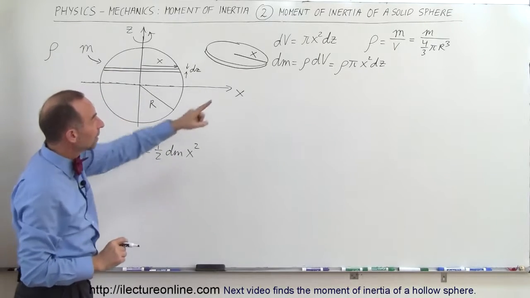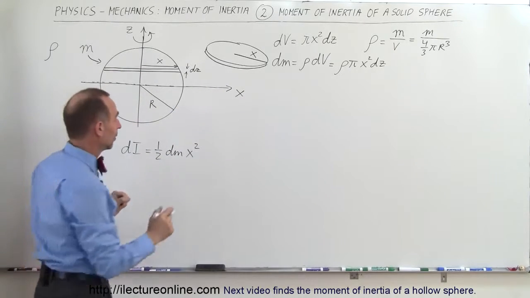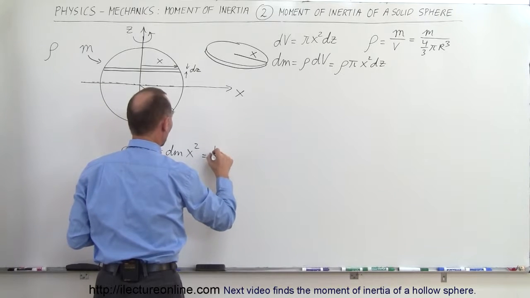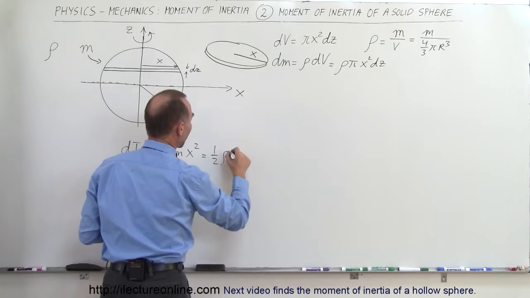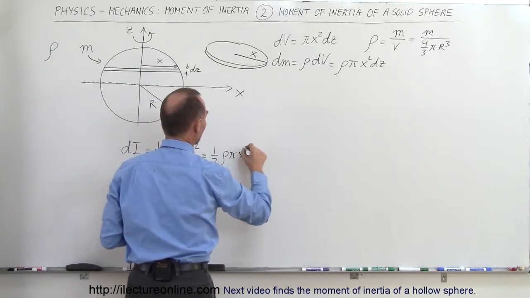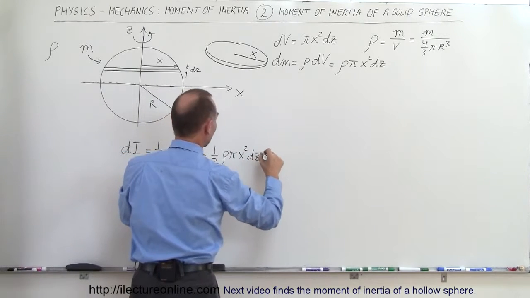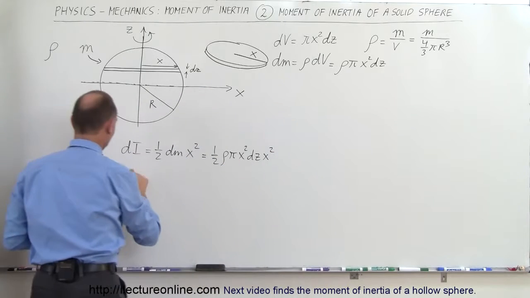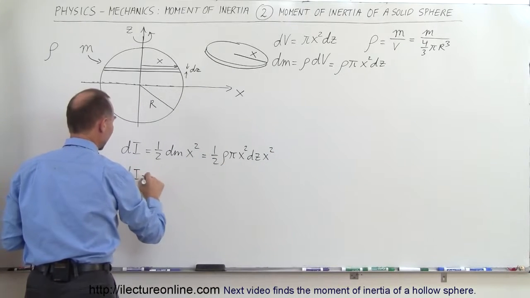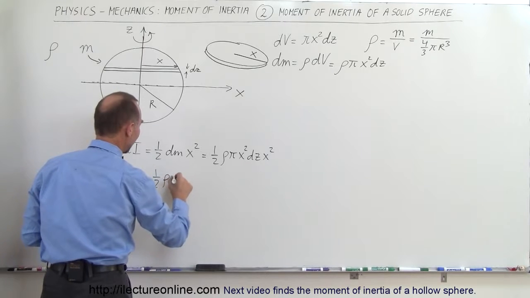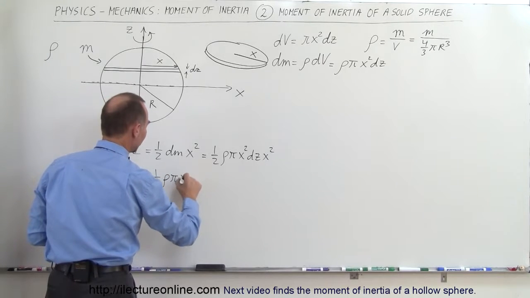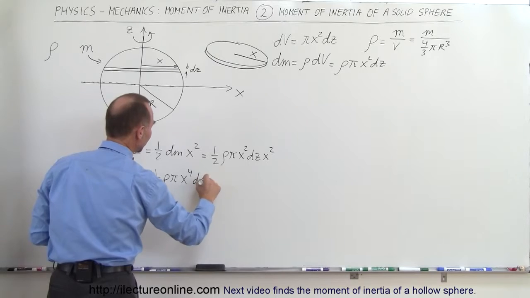And of course dm can be expressed in terms of that. So di is equal to 1/2, and dm is rho times pi times x squared dz, times x squared. If we rearrange the terms a little bit, di would be 1/2 times the density times pi times x to the 4th times dz.